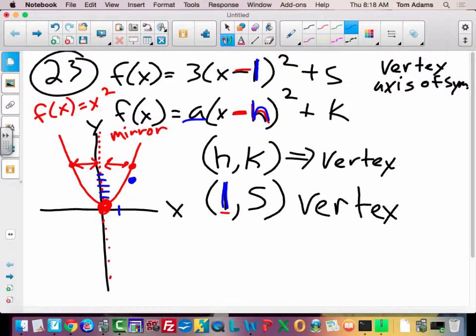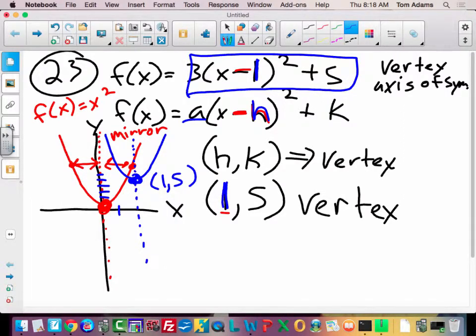So this is my vertex 1, 5. Consequently, the line of symmetry goes through here. And then lastly, the 5 is also the y part, but we don't really care. But since a is positive 3, it's going to flip up. And if you were just to sketch it by hand, it should look something like that. Does that make sense? So that's this whole function right here graphed.